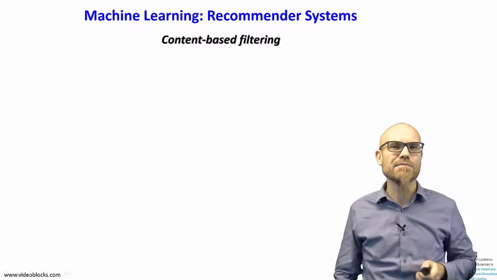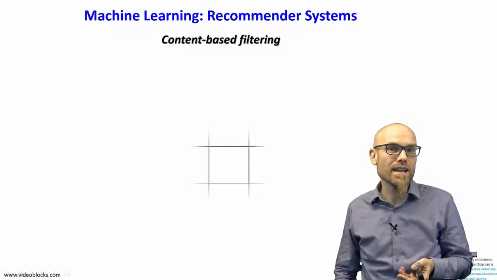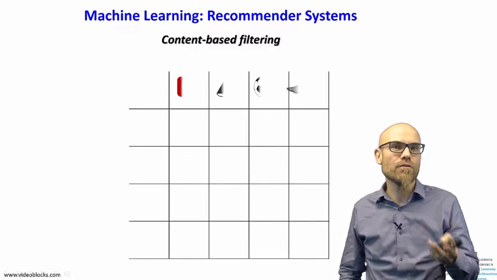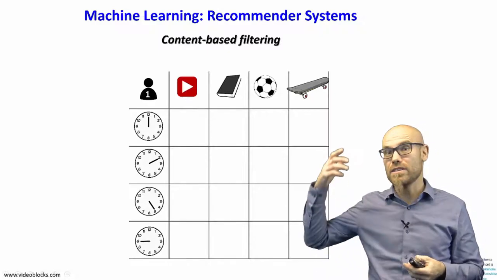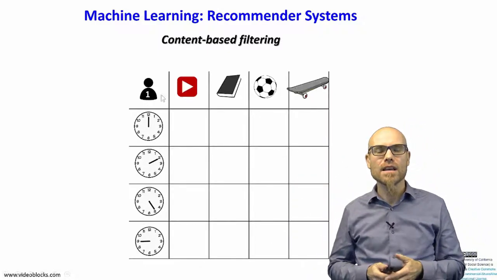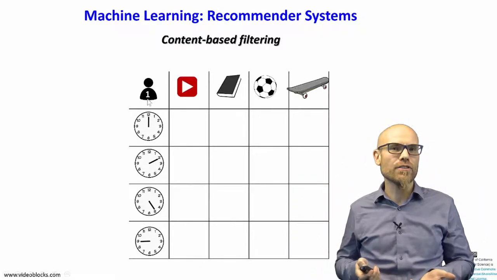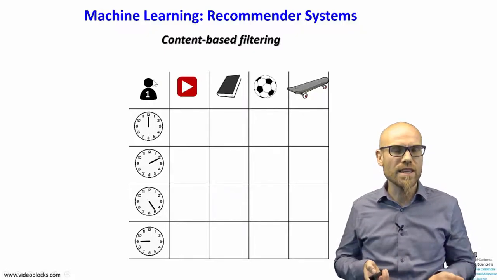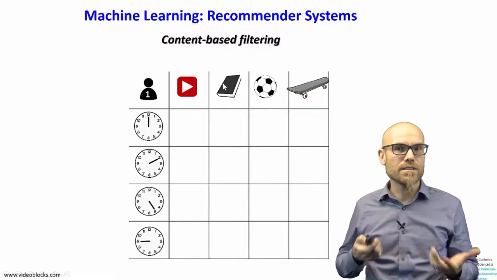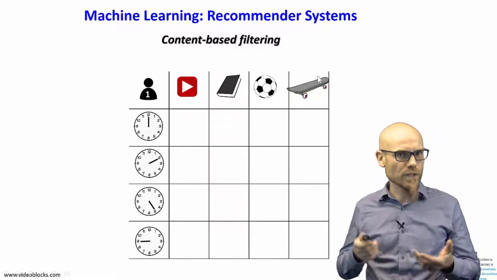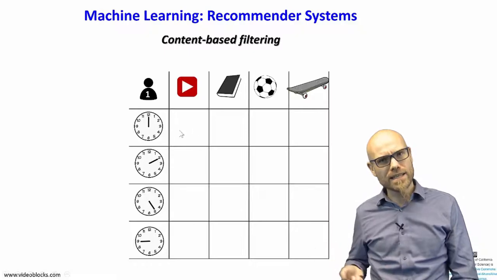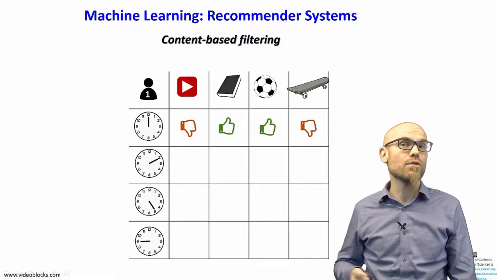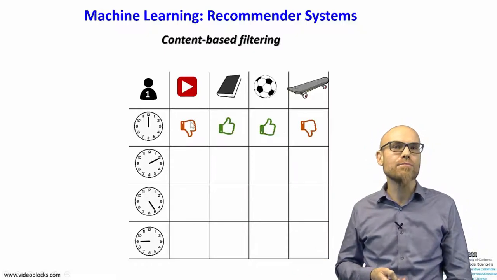So here we have our database, and here we have different products, for example, and here we have one person, and over time, it doesn't have to be on the same day, it can be over different days, weeks, years, this person interacts with different products. So for example, here we have a movie, a book, a soccer ball, and a skateboard on our retail site. And this person starts to like things, so starts to like the book and the soccer ball and doesn't like the movie and the skateboard.